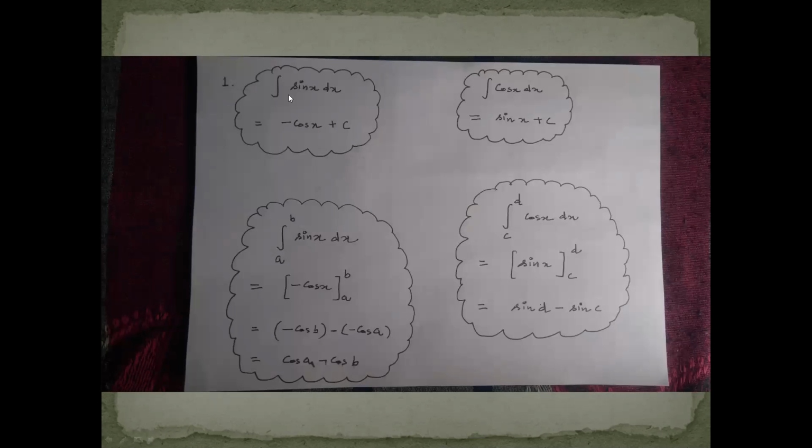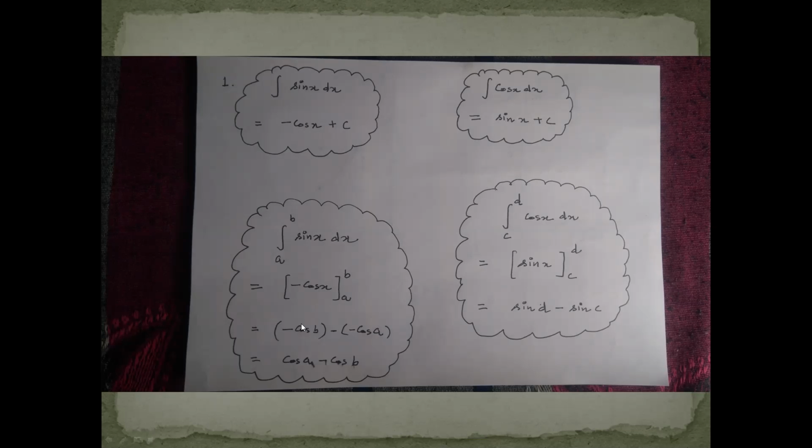My dear friends, sine of x is a trigonometric function, and its integration is minus cos of x plus c in case of indefinite integral. Likewise, the integration of cos of x is equal to sine of x plus c in case of indefinite integral. But if we put these limits, this is the lower limit and this is the upper limit, then we get the same result without this c, by putting the lower limit and upper limit values.